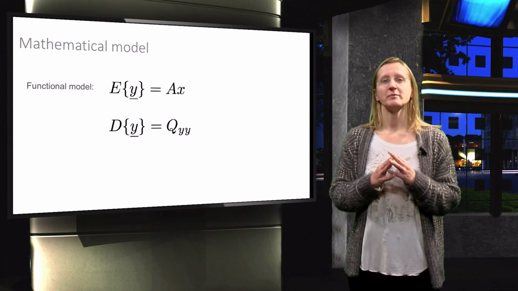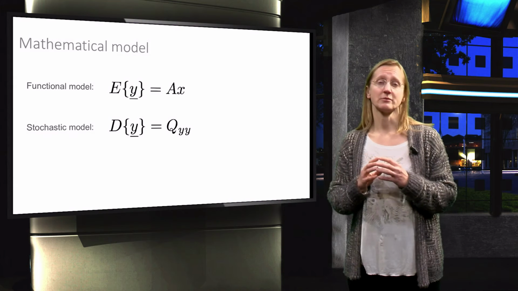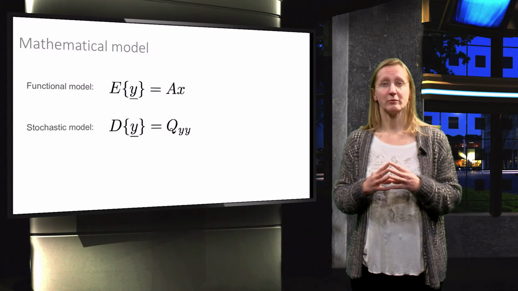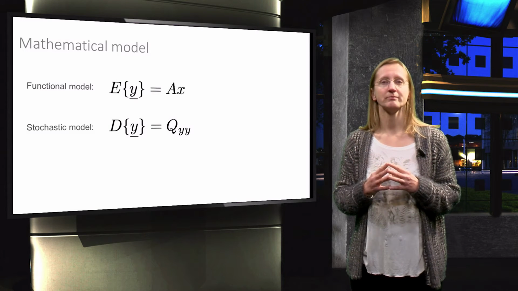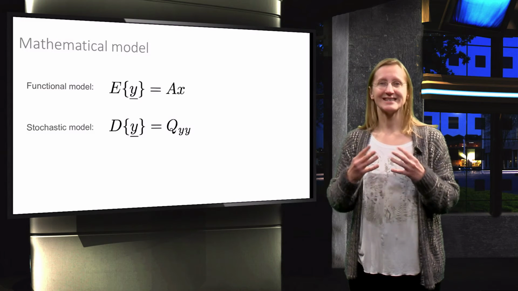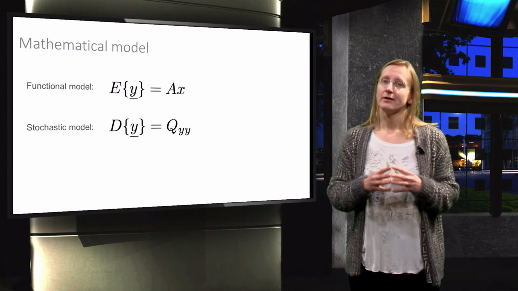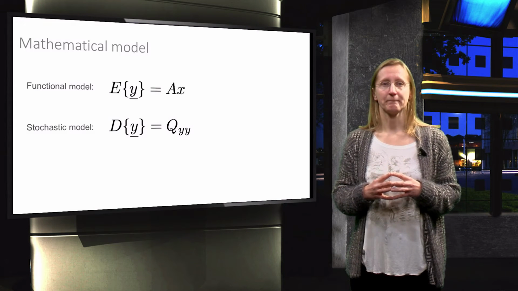The complete mathematical model is given by the combination of the functional model and the stochastic model. In summary, the functional model is given by the first moment of the observable vector, being the expectation. The stochastic model is the second central moment, which is the dispersion. In the remainder of this lecture, we will look at the sea level rise example again.